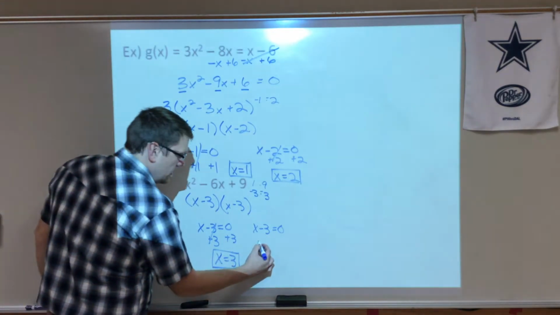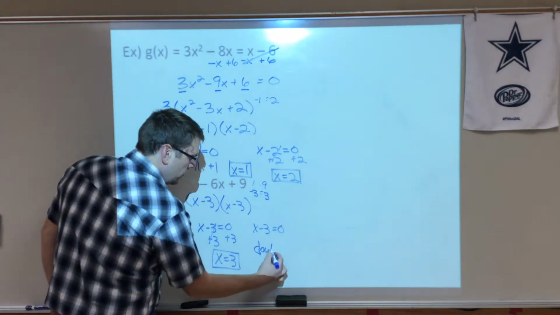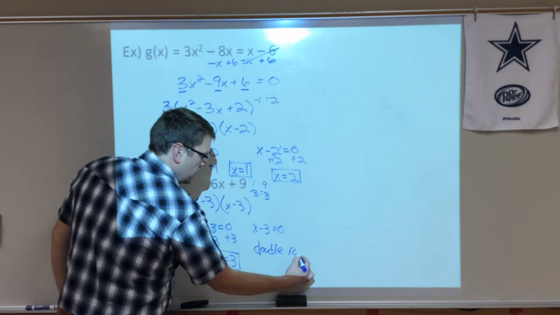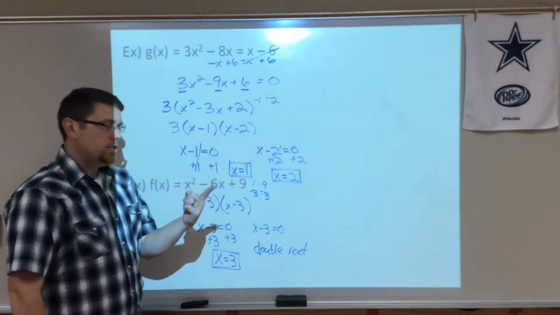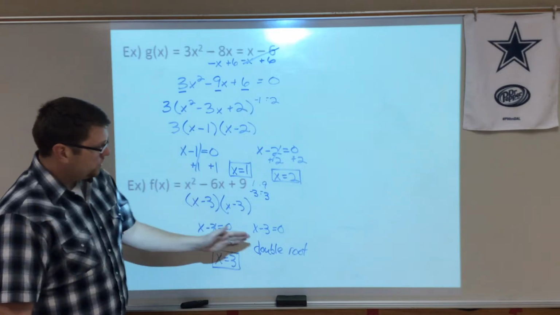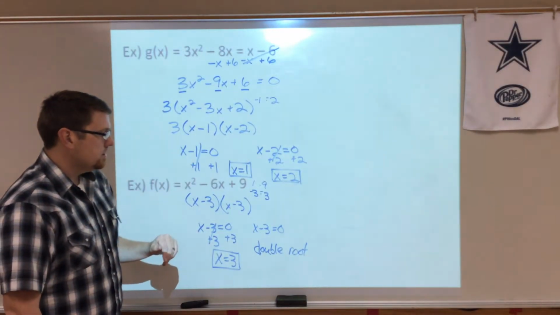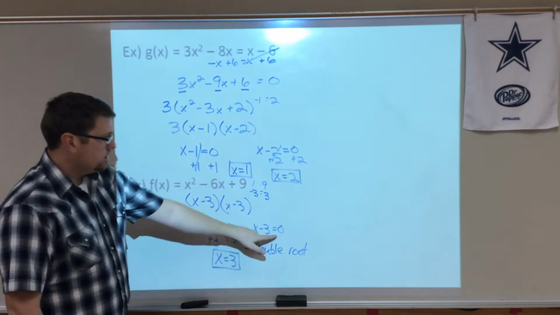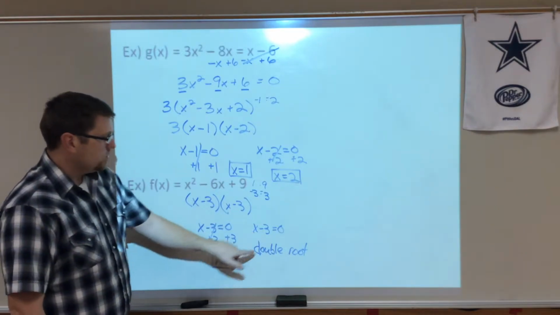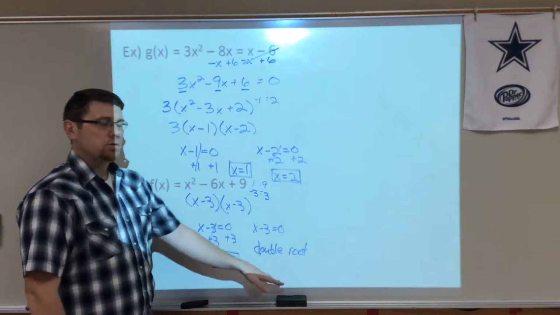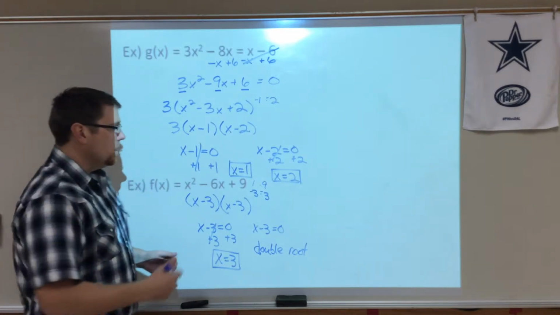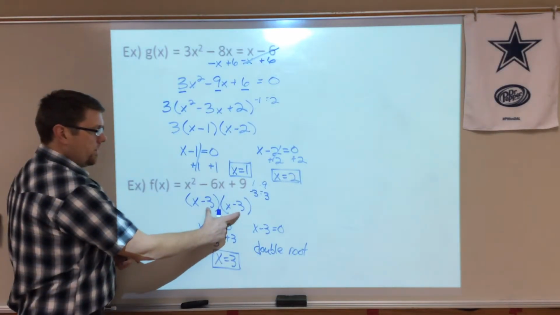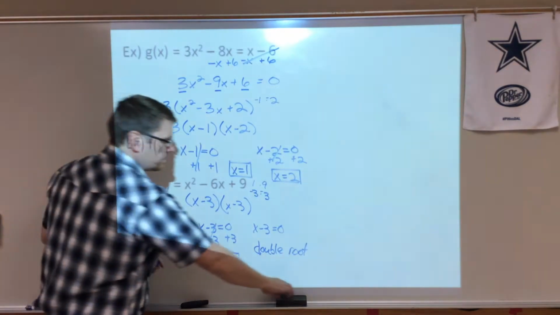So this is a double root, which means we've only got one x-intercept, and my parabola will touch the x-axis, and so we're going to count this twice. We're only going to get x equals 3 on both factors. So this is what a double root looks like. My answer is x equals 3. No need to do it twice when you've got the same exact factor.